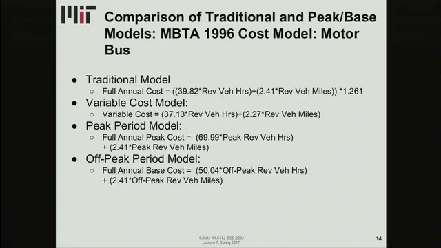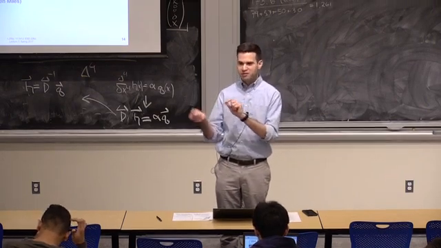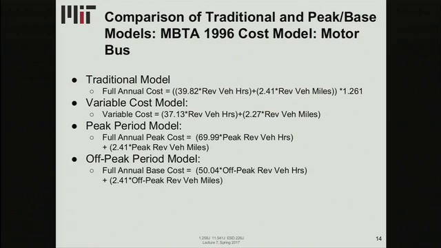Okay, so now let's compare the models. We started out with a very traditional simple model, the first one we gave, which was full annual cost, and it had this factor which accounted for the fact that we weren't including the costs associated with peak vehicles. So that was the first example. We also had on that page a variable cost model, which only accounts for variable costs, so it excludes fixed costs. And now we can look at the peak period model and the off-peak period model.